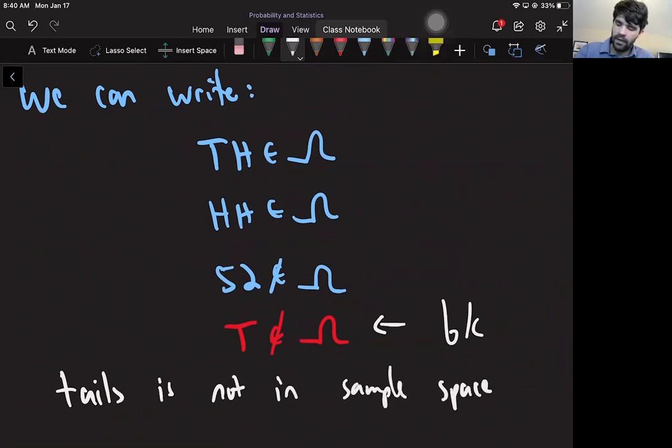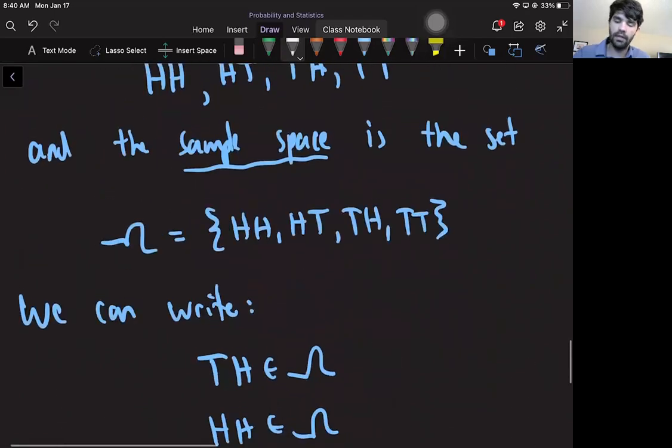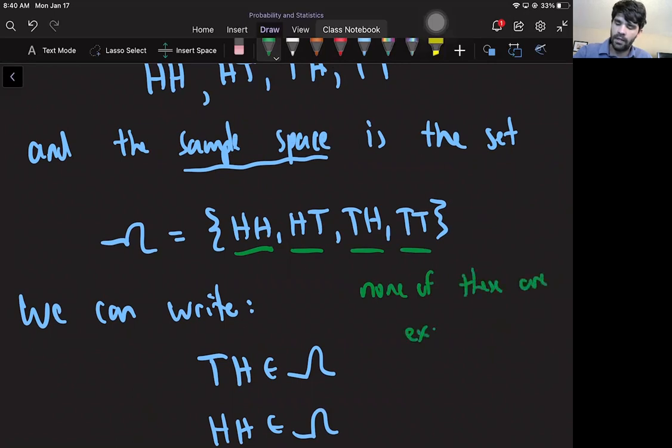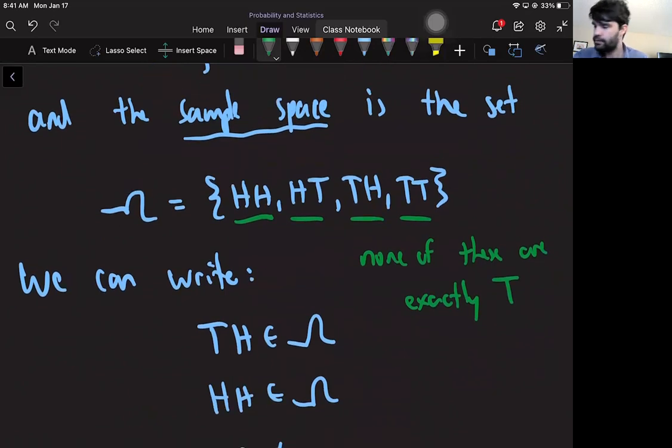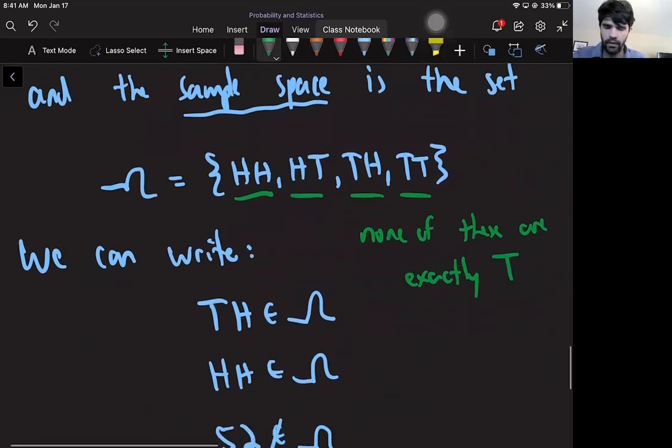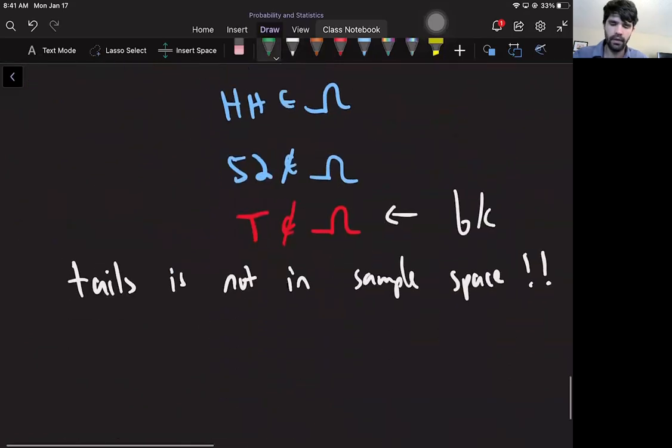So we have to take the list very seriously, very precisely. There are only 4 things in here. These are the 4 things. None of those are exactly the same as just this, right? They're different. There's a T like in some of them, but none of them are just a T themselves. Okay, so just be aware of things like that.